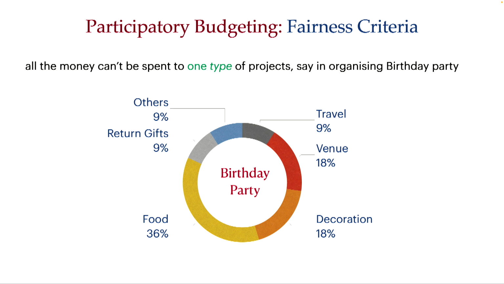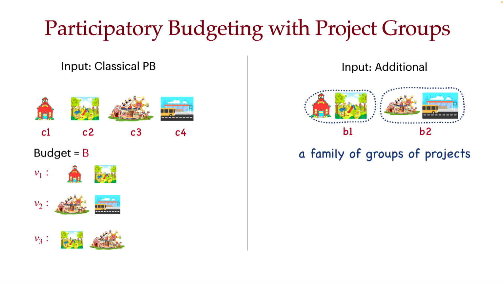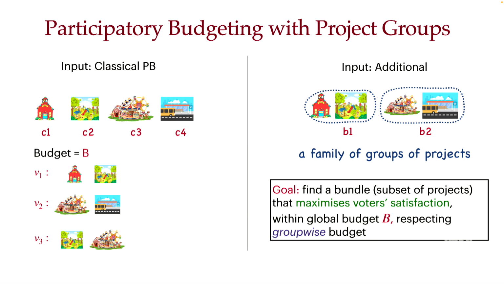So this division also you need to take care of. What you can do is, this is the part for which I want to fund the project, and this is the budget for each group, right? Like this we have now grouped the projects of the same type, and now within the budget you will fund projects from that particular group. So the goal is to find a bundle that maximizes voter satisfaction, again within the global budget limit we had earlier, respecting the group-wise budget.